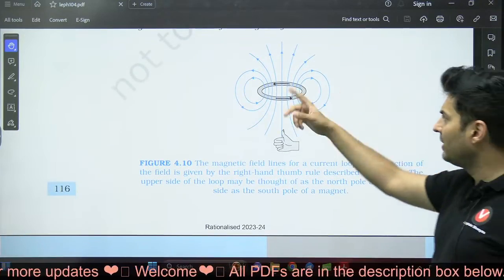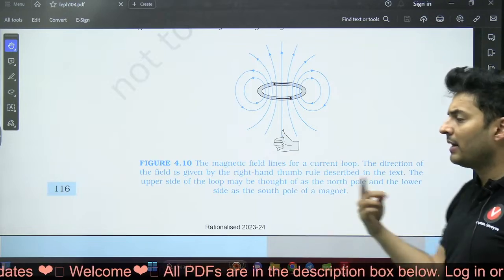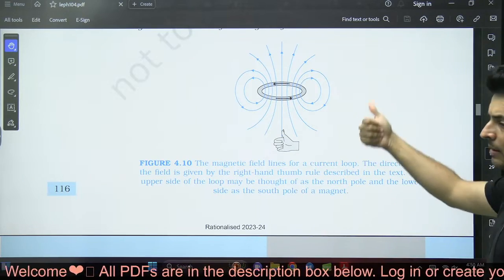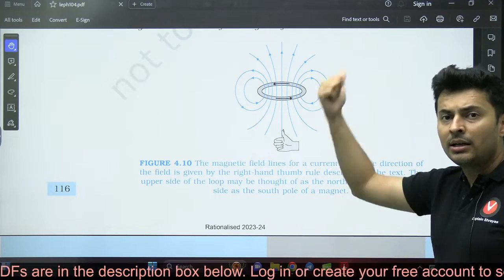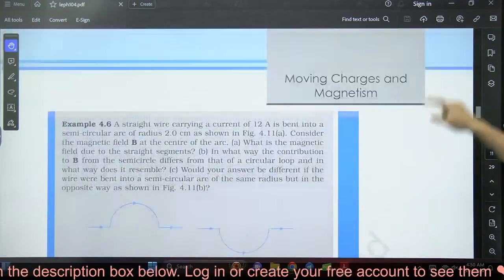This is how the magnetic field lines look due to a loop carrying current. You should know it using the right hand thumb rule: curl the fingers in the direction of the current, and the thumb points in the direction of the field.